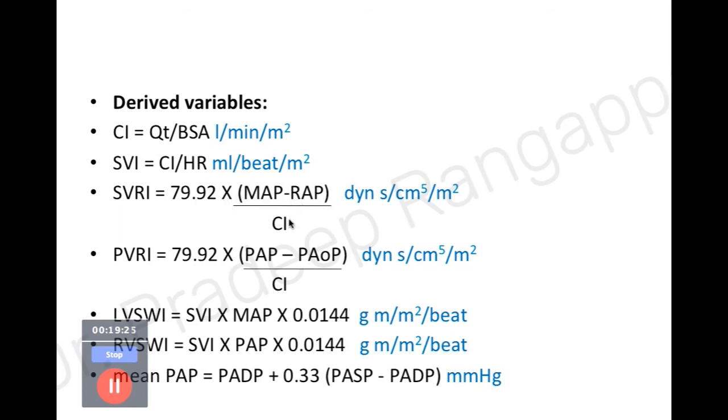So I'm sure many of the trainees who would be listening to this would have gone through all these formulas to answer your MCQ questions in intensive care. So this you can refer to. Pulmonary vascular resistance index is 79.92 into PAP, pulmonary artery pressure, minus wedge pressure. What I'm trying to say is, once you get cardiac output, you get cardiac index, and you can derive a lot of other variables.